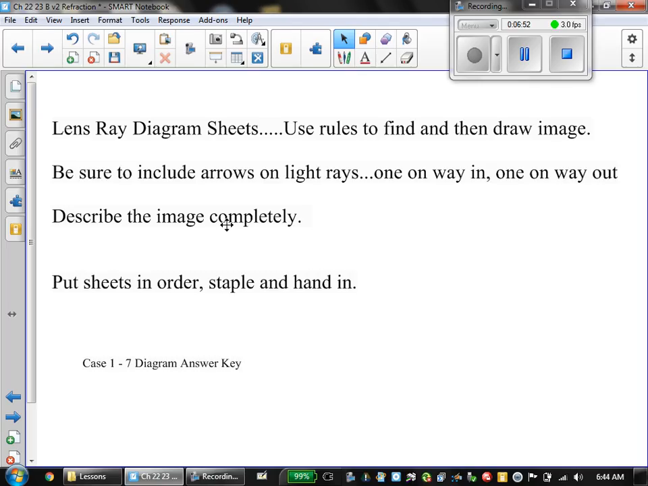Then you can also download the answer key. There's an answer key there that will show you, but I really recommend you do it by hand first, then download the answer key and see how you did. Not only doing the ray diagrams, but describing the images. Look at the image compared to the object, and you'll see what happens.